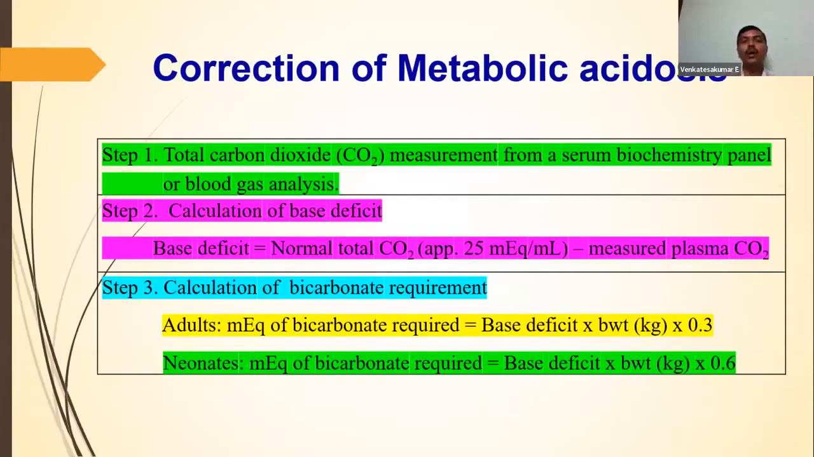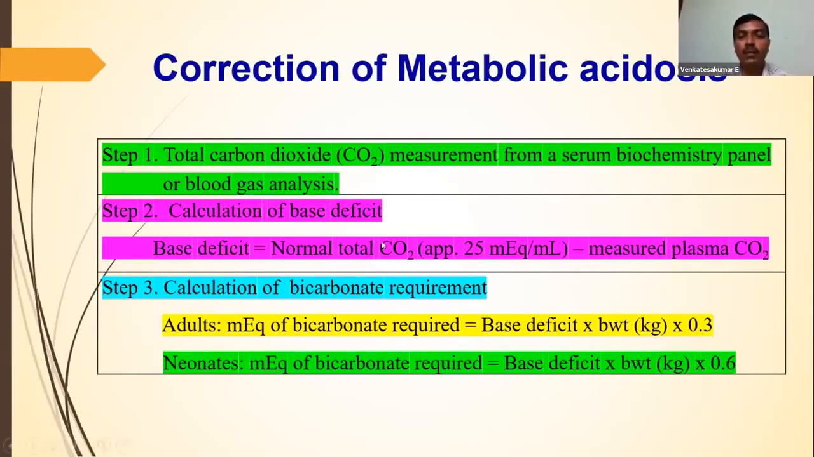Usually you calculate the bicarbonate deficit, but it is not possible without a blood gas analyzer. Instead, we can use kits available in the market, serum biochemical kits, that measure the carbon dioxide level. The total carbon dioxide level will be measured. Normally, the total carbon dioxide level is 25 milliequivalent per ml of blood. If you measure the carbon dioxide level of an animal with dehydration or acid base imbalance, we are able to calculate the base deficit. Our aim is to calculate the base deficit.